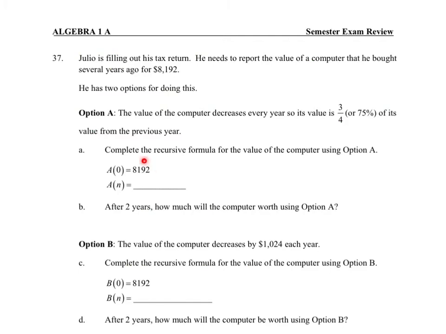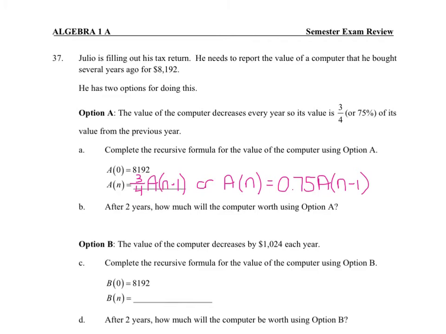Well, they've already started us out with A of 0 is 8,192, which is our starting value. So then they want us to find A of n. Remember, with the recursive formula, we're doing something to the previous term. And because it's decreasing at a rate of 3/4, we're multiplying our previous term by 3/4. So I can have 3/4 times A of n minus 1, or I could say A of n equals 0.75 times A of n minus 1. Either of these answers would be acceptable since they mean the same thing.